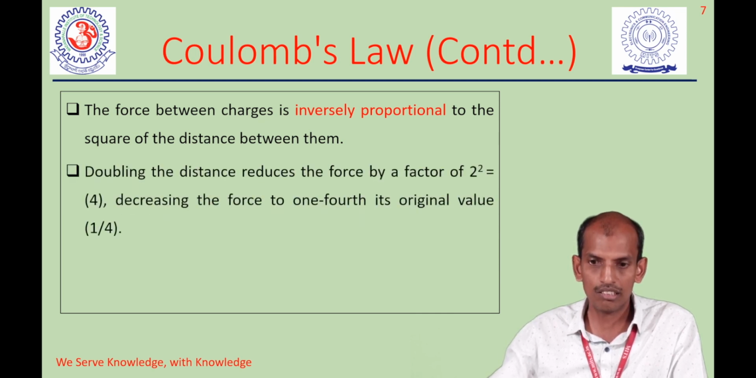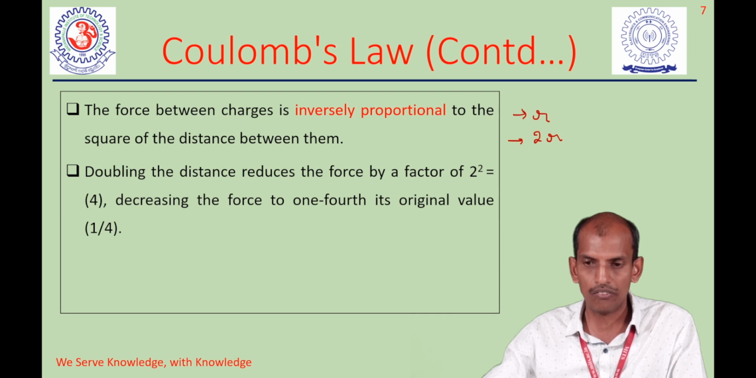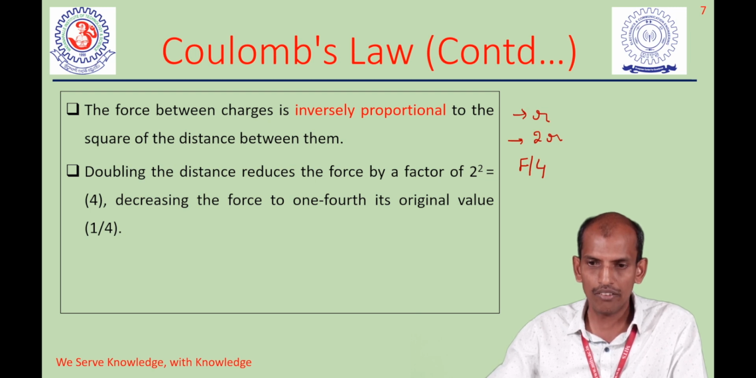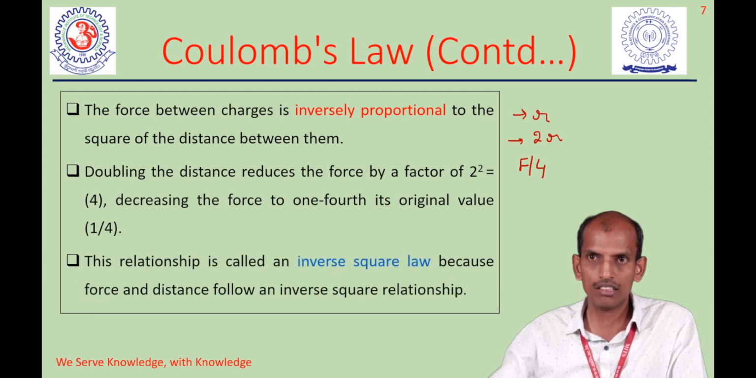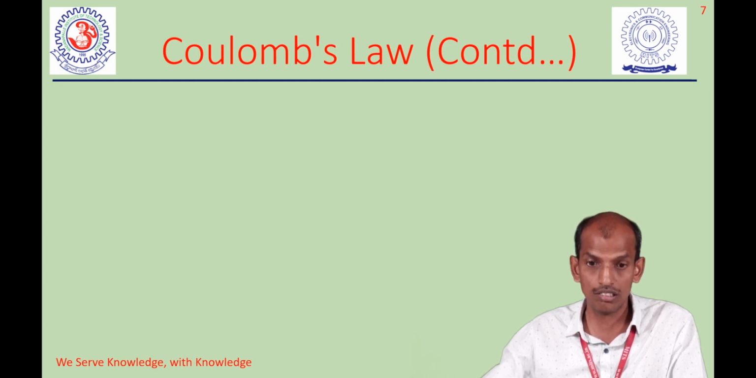Then let us see one example. Suppose you double the distance and see what happens to the force. If I double the distance, my initial distance is r, and now I make the distance 2r. So if I double the distance, my force will reduce by 1/4. So the force will become 1/4 of its original value. The next point is that, as I told you already, this relation is called the inverse square law. So force and distance follow an inverse square relationship. Let us see some more insight on this.